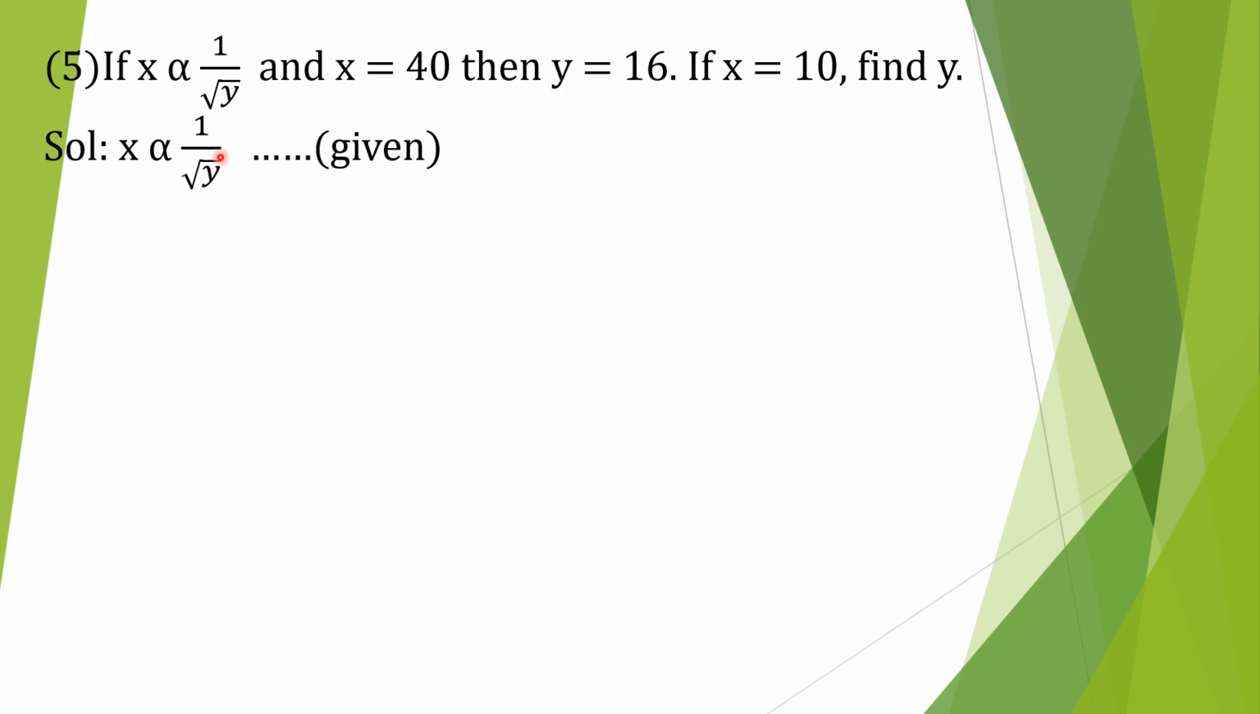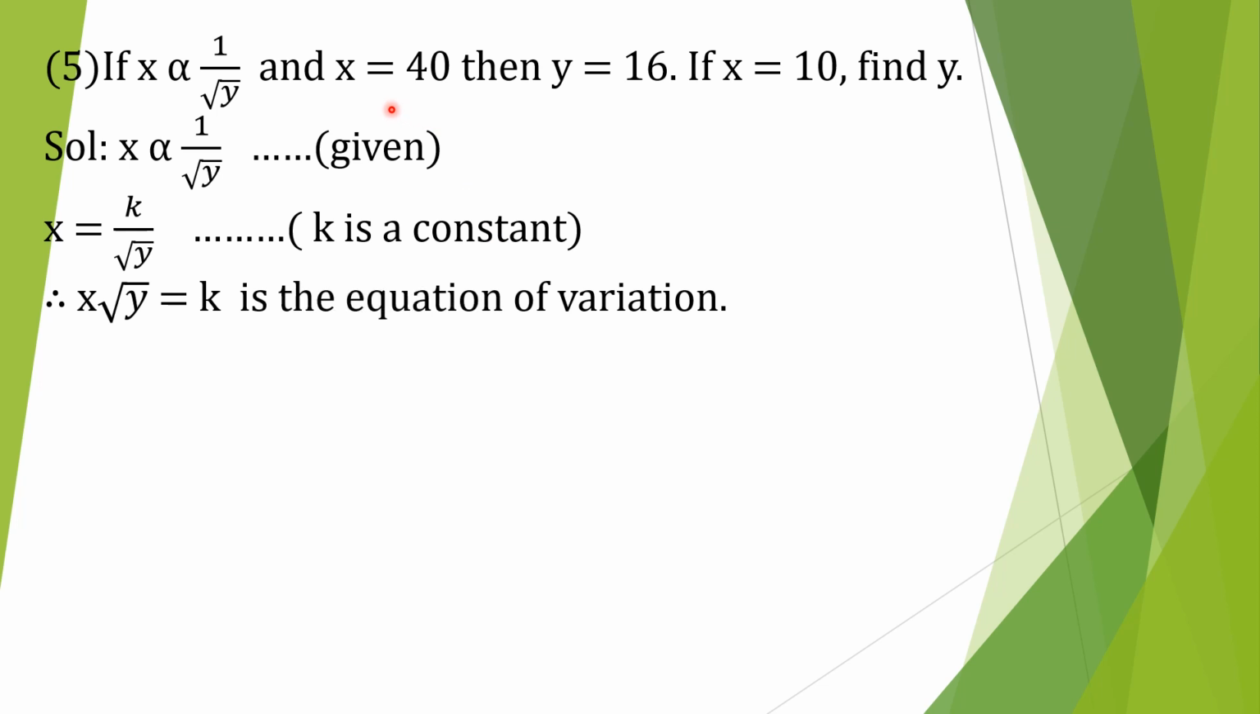So x varies 1 upon square root of y. It is given. So we'll write it down in equation form. Therefore, x equal to k upon under root y, where k is a constant. Now, when x equal to 40 and y is equal to 16, let's find out what will be the value of k. So the next statement we'll write down: therefore x, this under root y, if you bring it to left hand side, it will multiply. So x into under root y equal to k is the equation of variation.